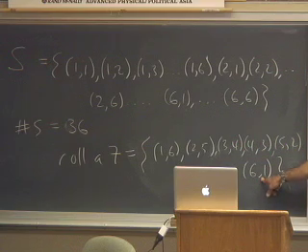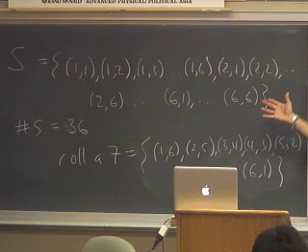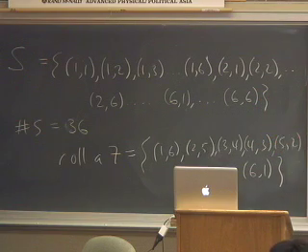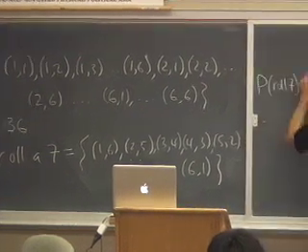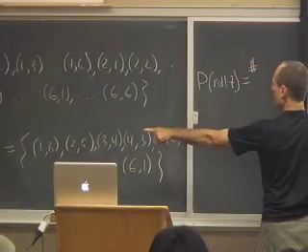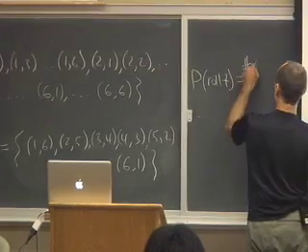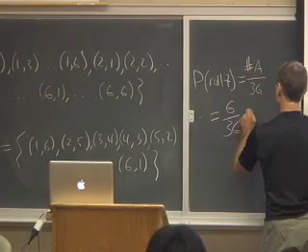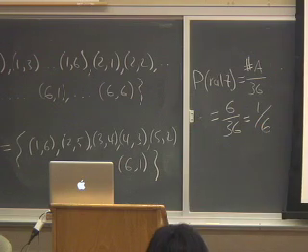Okay, so for the uniform distribution on pairs of rolls, what's the probability that I roll a 7? So it's the number of elements in that set divided by 36, which is 6 over 36, which is 1/6. Okay? Is everybody with me?